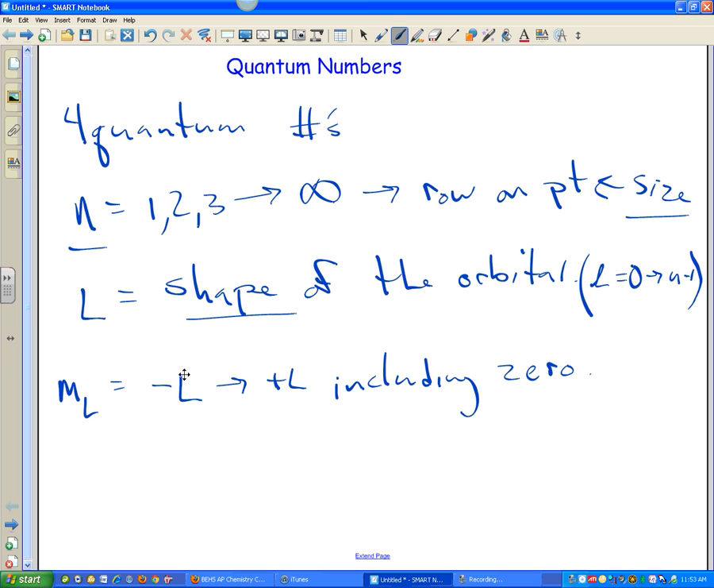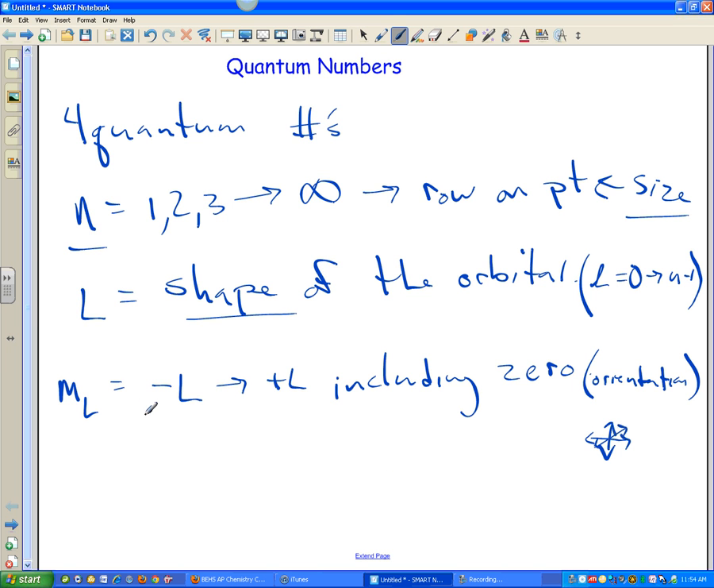All right, so then ML will relate to the value of L. It can be between the negative and the positive value, including 0. And the ML, what that gives us is its orientation. So, orientation meaning, is it up, is it down, is it left, is it right, is it on the z-axis, meaning in and out of the board.